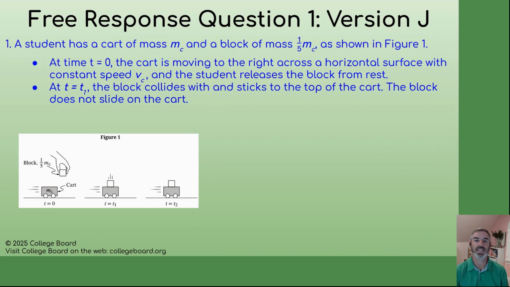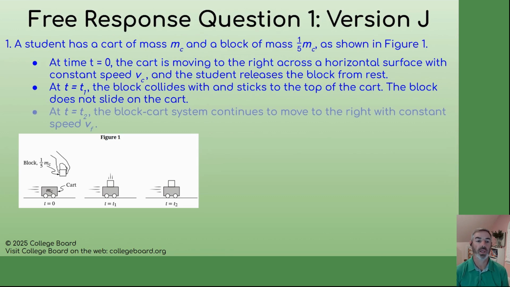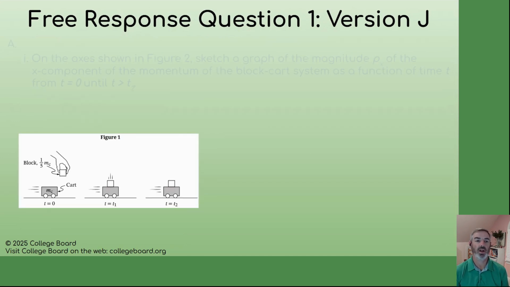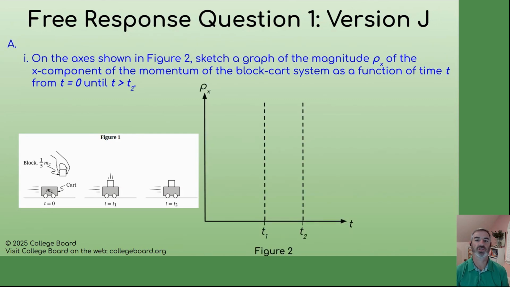At time t equals t1, the block collides and sticks to the top of the cart, and the block does not slide on the cart. At time t equals t2, the block and cart continue to move to the right with a constant final velocity of vF. Our first task is, on the axis shown, to graph the horizontal momentum of the cart-block system. Now the key here is it's the cart-block system.